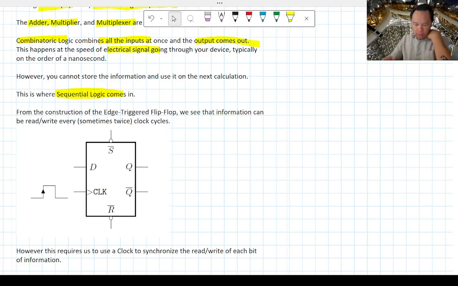From the construction of the edge-triggered flip-flop that we talked about last time, remember that information can only be written once per clock cycle. Basically, you can always read it. In this case, on the positive edge, meaning when the clock goes from low to high, that's when the information goes from D over to Q. And we're going to see that that's actually not the real case with faster electronics.